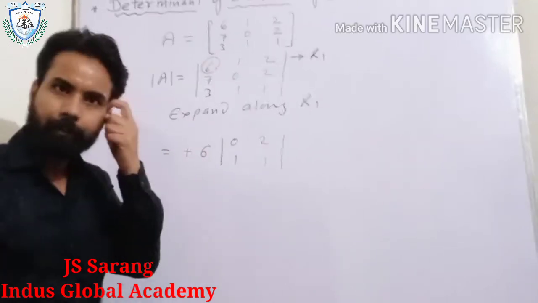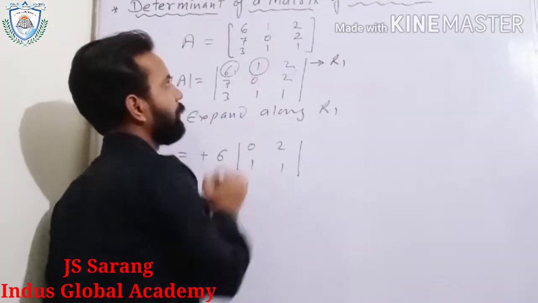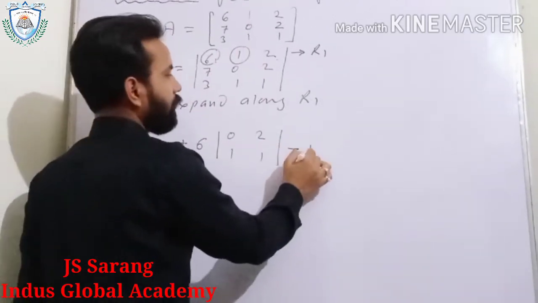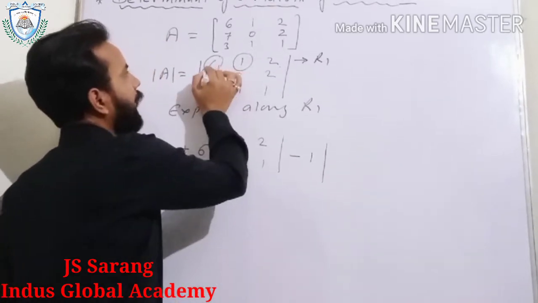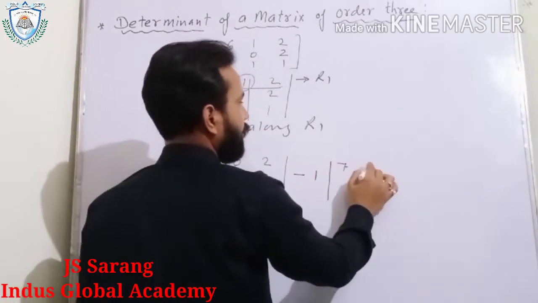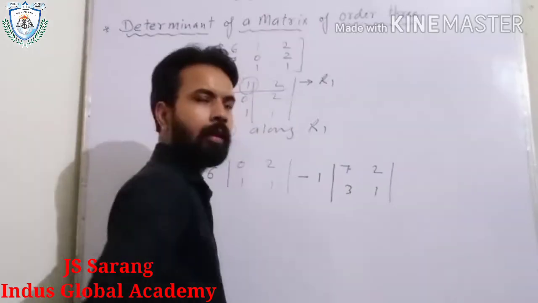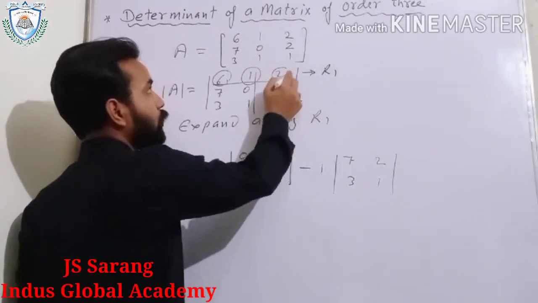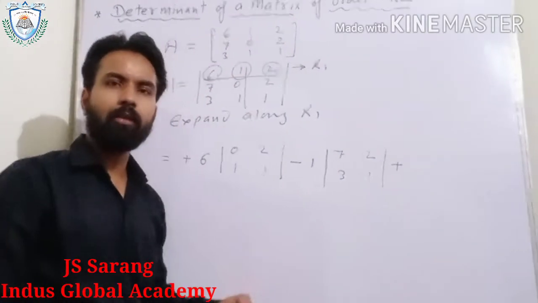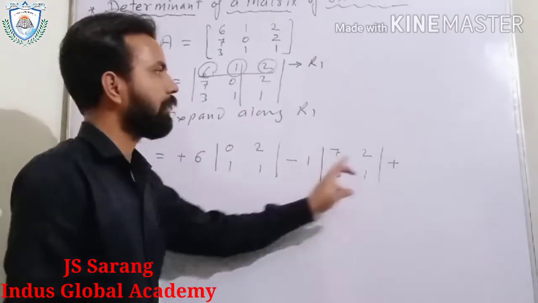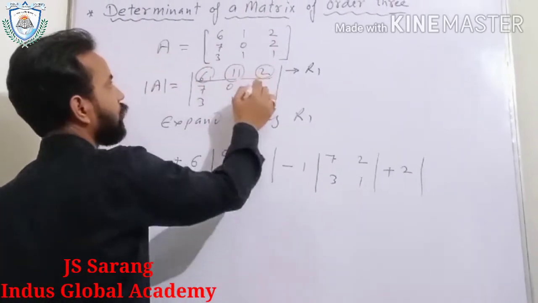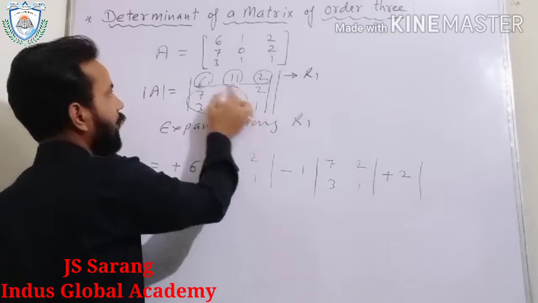So the very first element will be positive, so it is plus 6. Clear? Now we have to note the second element. The first is positive, so second will be negative, minus 1. Now what do we have to do? We will hide this row and the second column. So what is left? 7, 2, 3, 1. Now the third element, that is 2. Which sign will be there? That is plus. We will take the sign alternately: positive, negative and then positive. The third element is 2. Now we will hide the first row and third column. So what is left? 7, 0 and 3, 1.